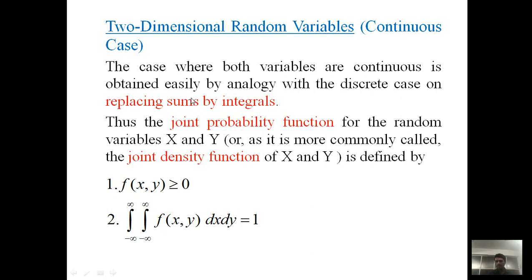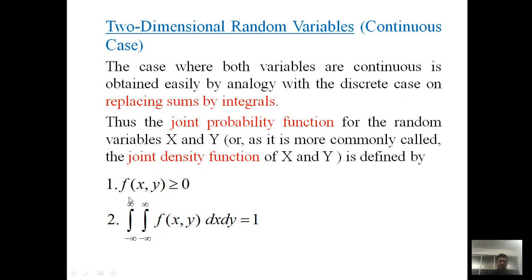In the discrete case we use the sum running from 1 to n, and the sum running from j equals 1 to m, of the function f of xy equal to 1. Now we just have to replace that sum by the integral. The remaining terms and conditions are as they are. So the joint probability function f of xy for random variables x and y is more commonly known simply as the joint density function, f of xy, the joint density function of x and y.